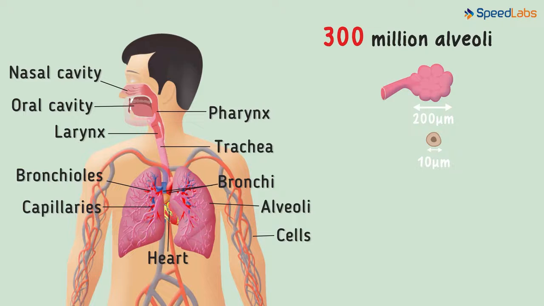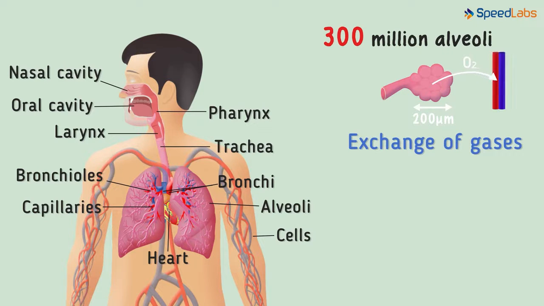So what's the purpose of these alveoli? Their main purpose is allowing the exchange of gases. The oxygen from the alveoli enters the bloodstream and the carbon dioxide from the bloodstream enters the alveoli and is exhaled out of the system.